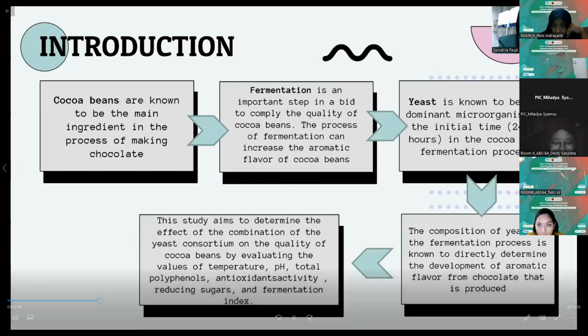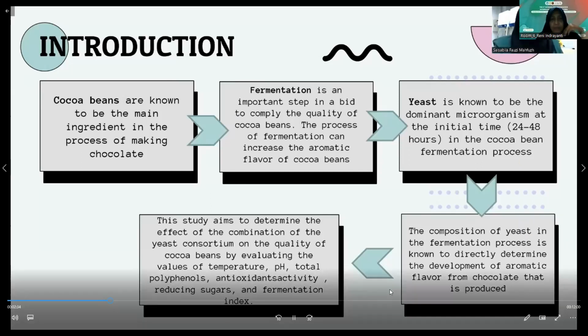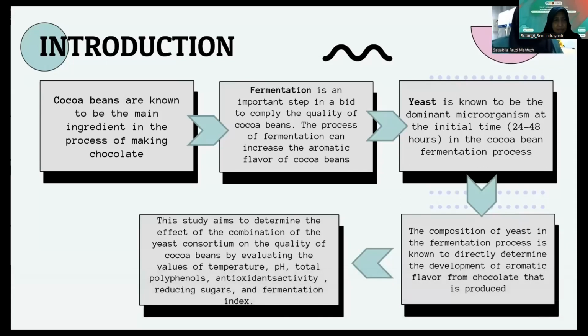However, the spontaneous fermentation of cocoa beans does not always provide good quality cocoa beans and can lead to unwanted mold growth and can cause loss of taste, spoilage, and the presence of mycotoxins. And the fermentation of cocoa beans can be assisted by the use of a starter from microbial cultures, and one of the microbes that can be used is yeast. Yeast is known to be the dominant microorganism at the initial time in the cocoa bean fermentation process. In the fermentation process, yeast can utilize sugar and pulp, which can produce ethanol, and with the help of enzymes to degrade pectin contained in the pulp.